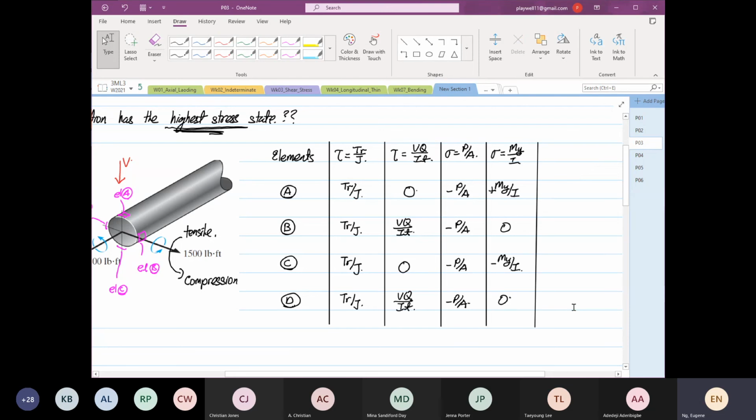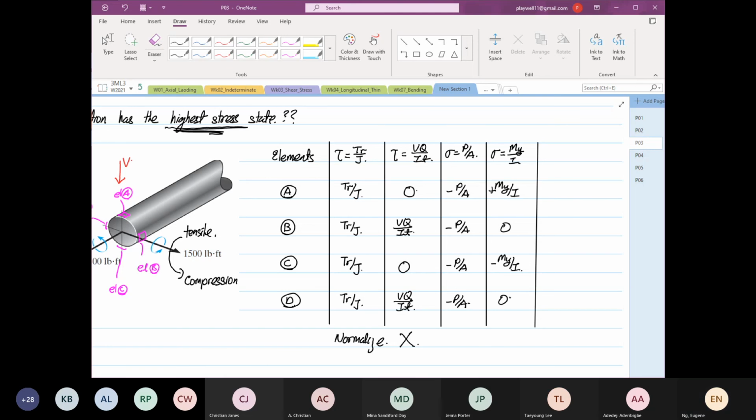So question for you. Which element will you calculate? Let me go further. The shear due to torque has been normalized. Normalized means it does not matter: for A, B, C, and D, the shear stress induced by torque is the same. We don't have any shear force. Now, which element will you investigate?